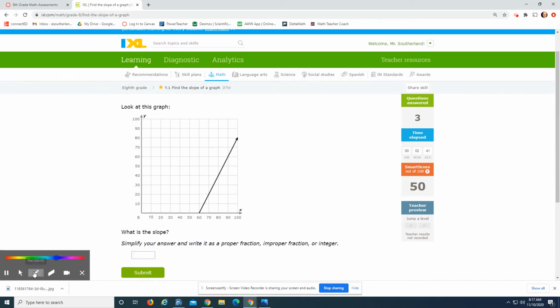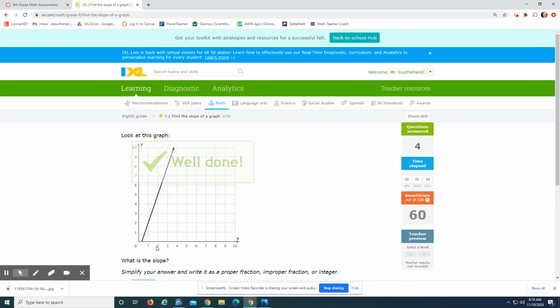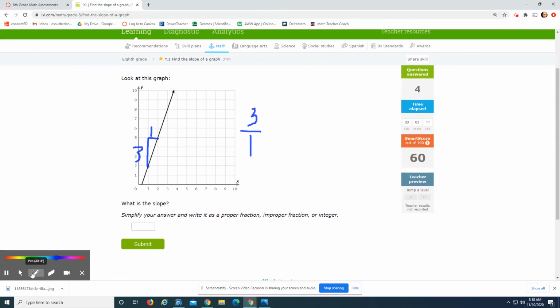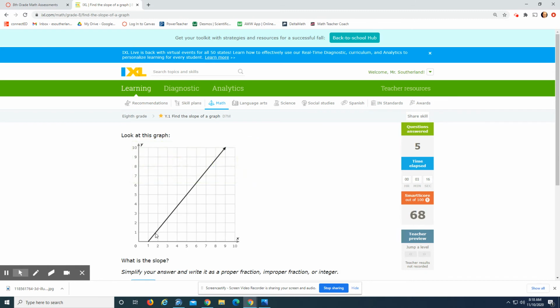Again, you're going to keep doing the same thing. Pick two spots where it crosses in the corner. You can see that this is 2 over 1, which is just simply 2. Same thing here, there, and there. That's 3 and that's 1. The slope is 3 over 1, and I can reduce to simply 3.